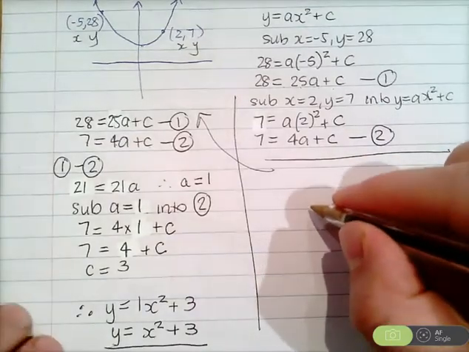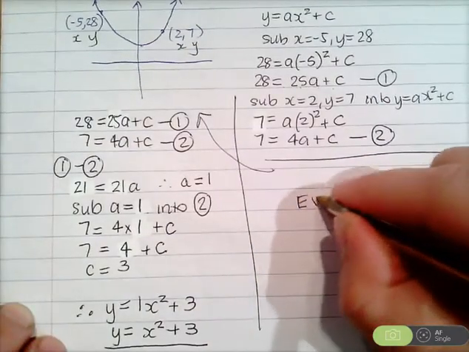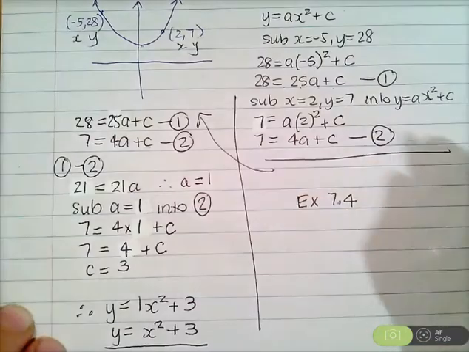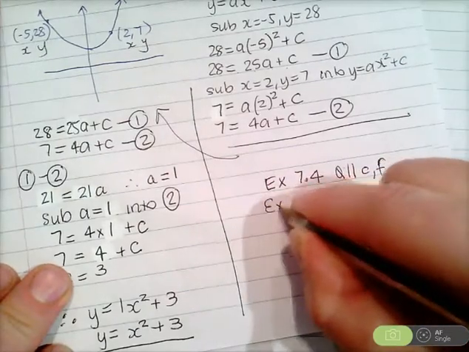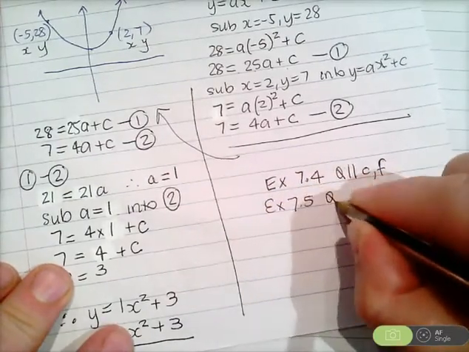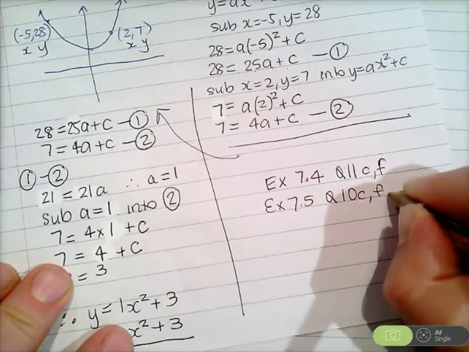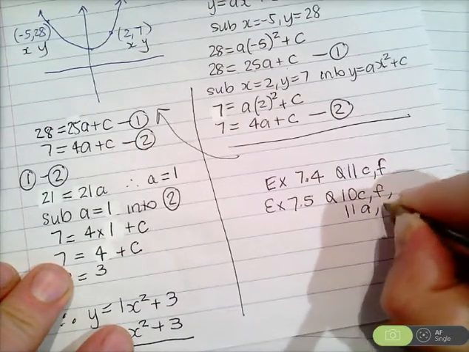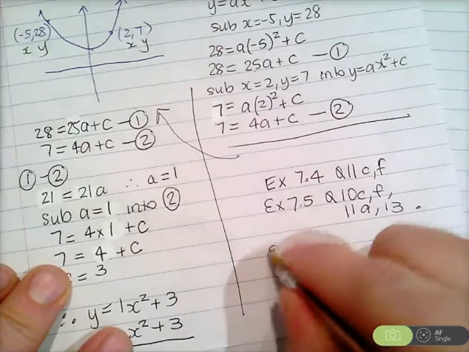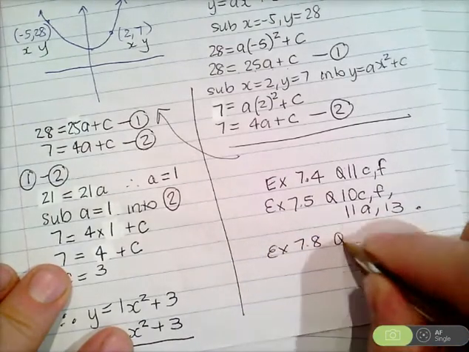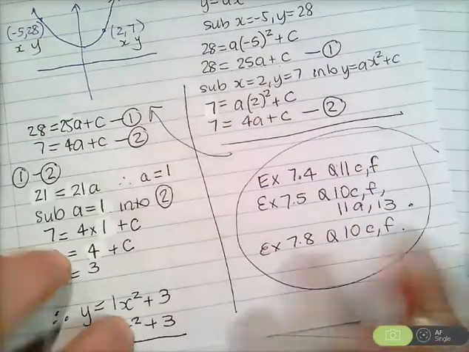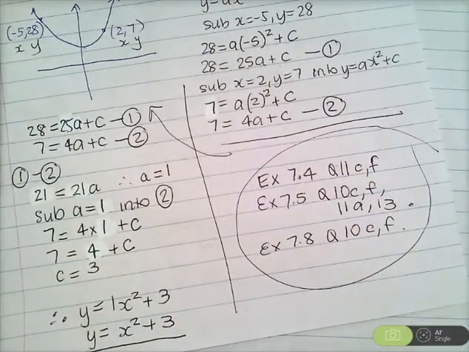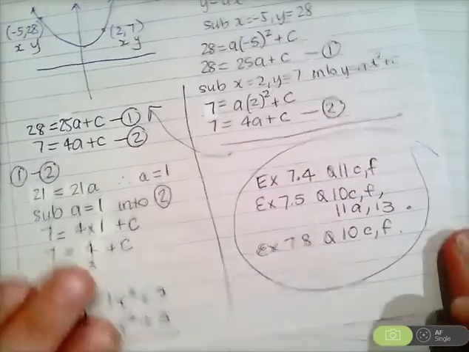Now please, if you could do for homework, on top of what was already given today, exercise 7.4, question 11 C and F. Exercise 7.5, question 10 C, F, and question 11A and 13. And in exercise 7.8, could you please do question 10 C and F? Now those questions are all like the type that I've been doing over the last few pages. Okay, that's it.